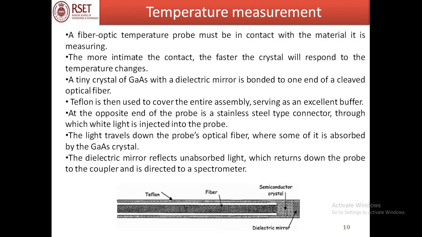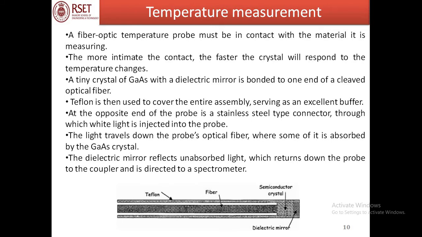A tiny crystal of gallium arsenide with a dielectric mirror is bonded to one end of the optical fiber, and we are covering the entire assembly by Teflon, because the Teflon acts as an excellent buffer.